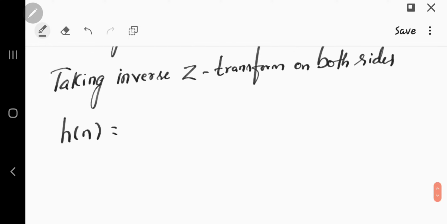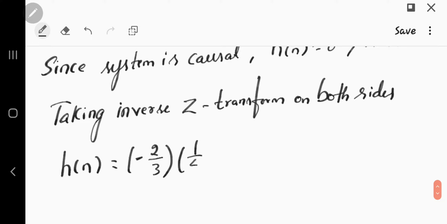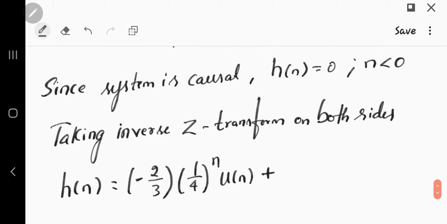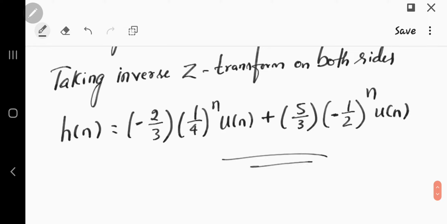So h of z will give h of n is equal to minus 2 by 3. So that value I am writing as it is, minus 2 by 3 into, now in place of alpha we have 1 by 4, 1 by 4 to the power of n into u of n, plus we have 5 by 3 into, in place of alpha we have minus 1 by 2, minus 1 by 2 to the power of n into u of n. So this is the impulse response of the system. Okay.